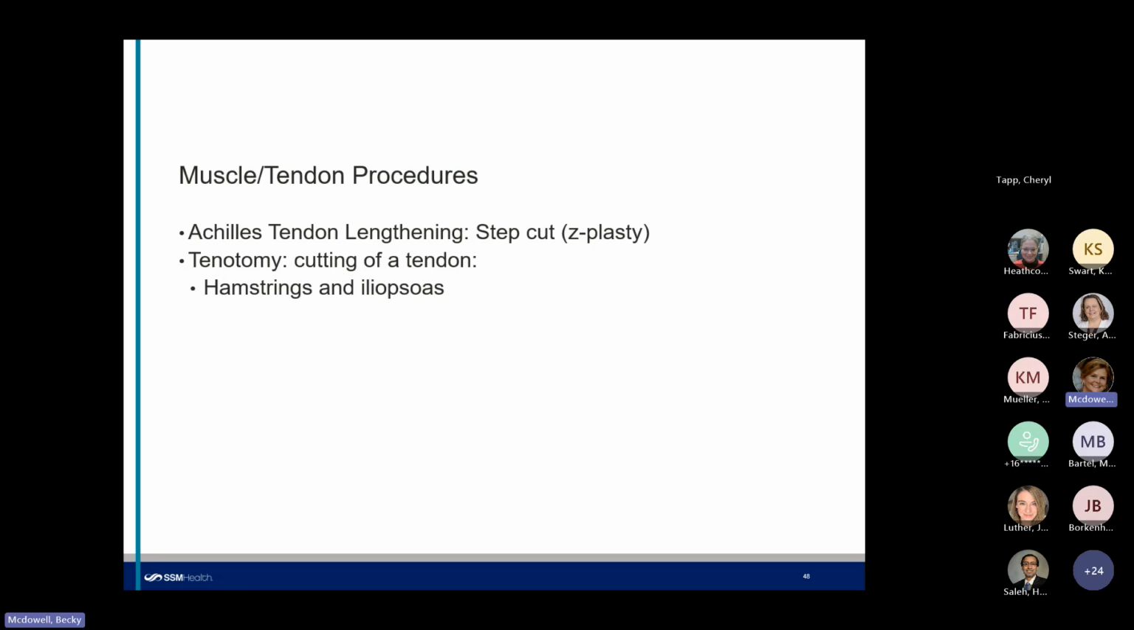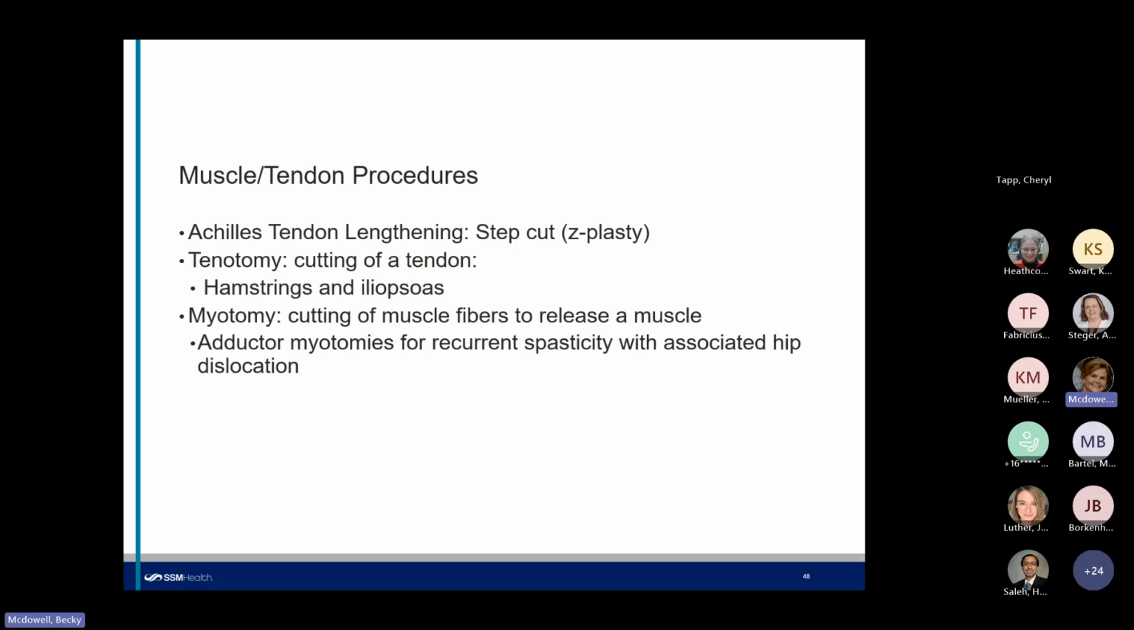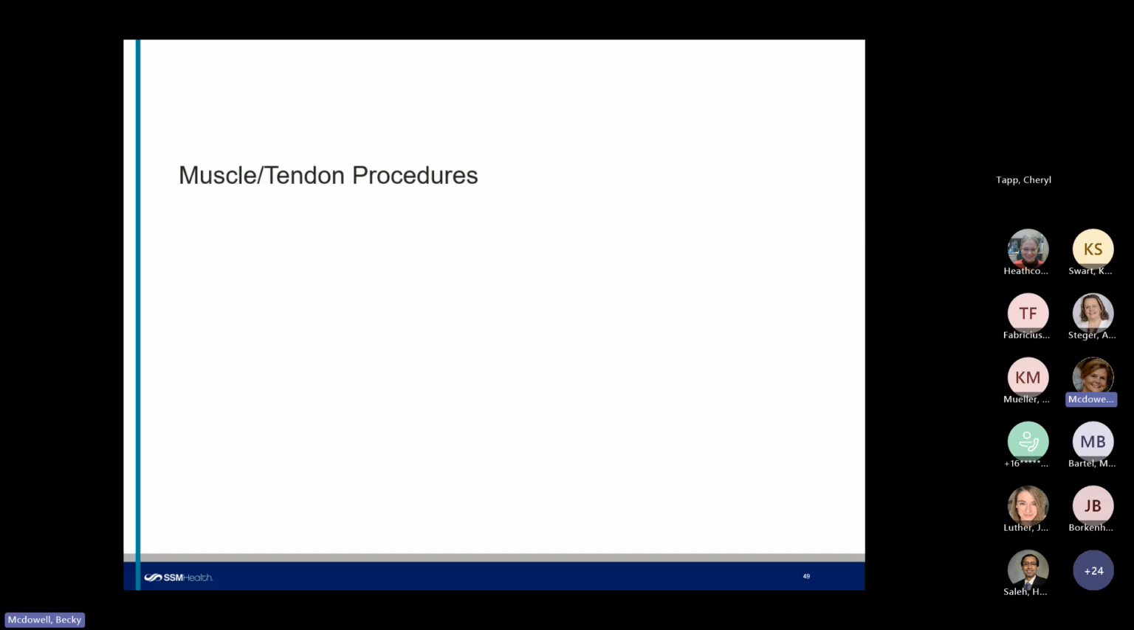You can do a tenotomy by cutting tendons, and this is often done for the hamstrings and iliopsoas tendons. You can do myotomy and cut muscle fibers to release the muscle, and this is often done for adductors to release the adductor muscles when you have hip dislocation due to spasticity. You can also do tendon transfers.